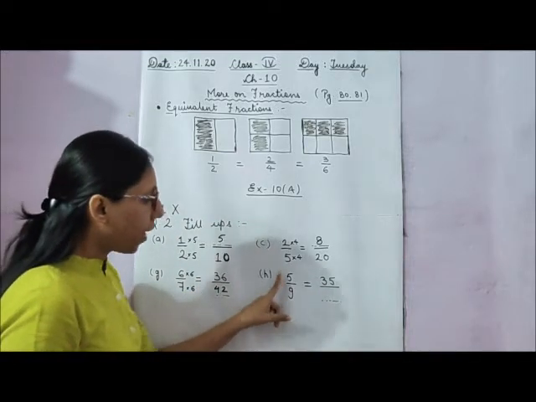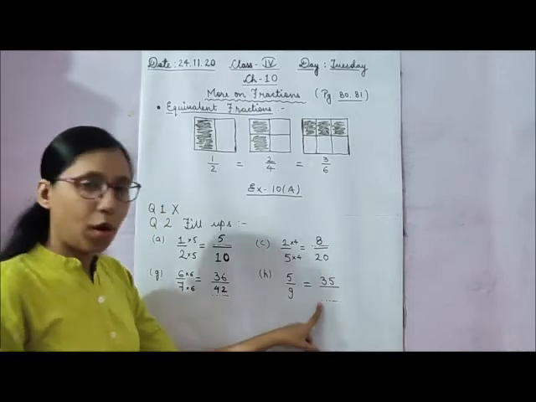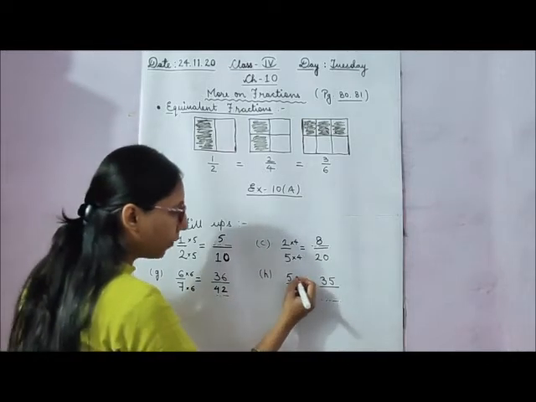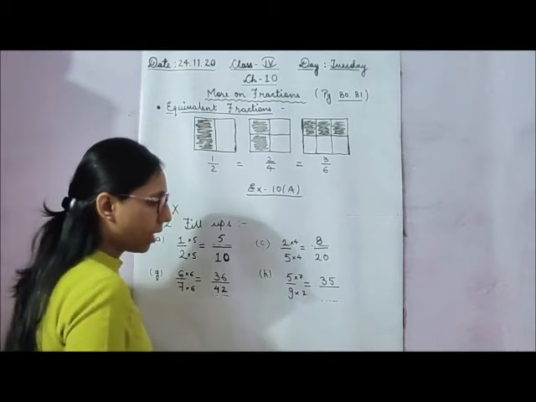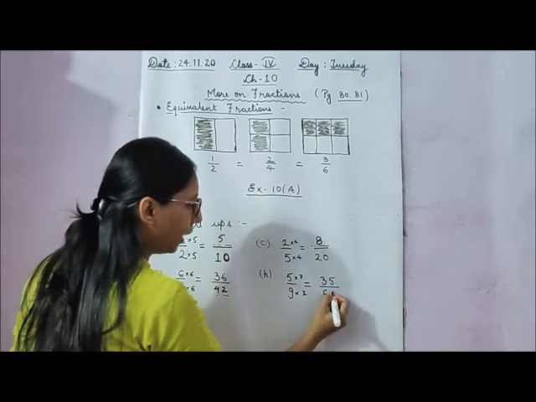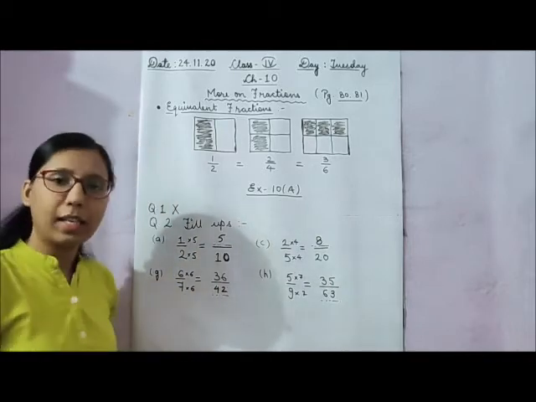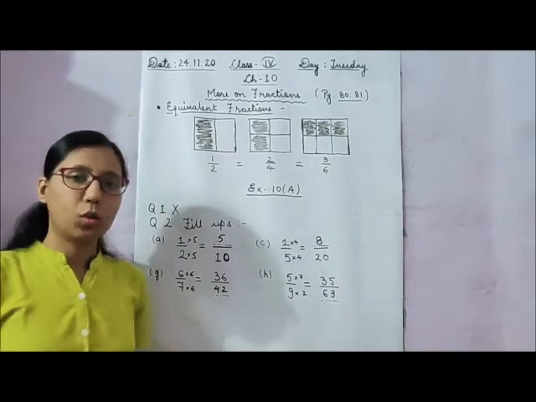In H part, 5 upon 9 equals 35 upon dash. Now in the table of 5, 35 comes 7 times. So we have to multiply it by 7. So 9 times 7 is 63. So 35 upon 63 is the answer. Similarly, you will do other parts.